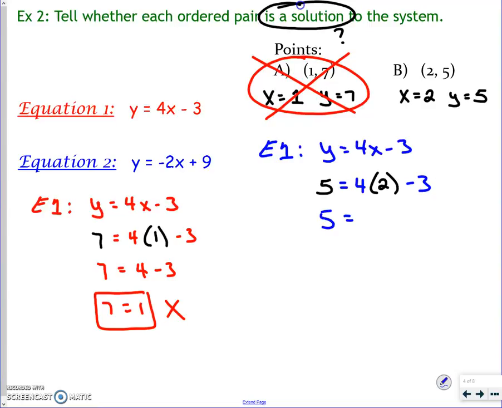Well, 5 stays 5. 4 times 2 is 8, minus 3, 5 equals 5. This is a good answer. I like this so far.